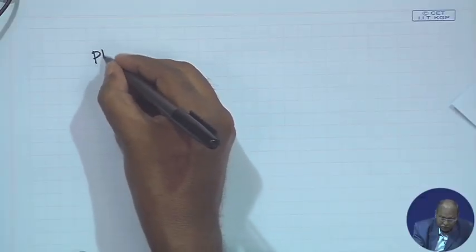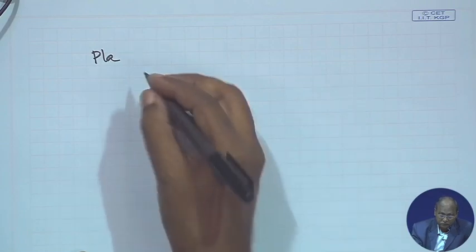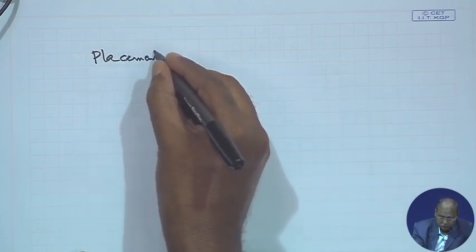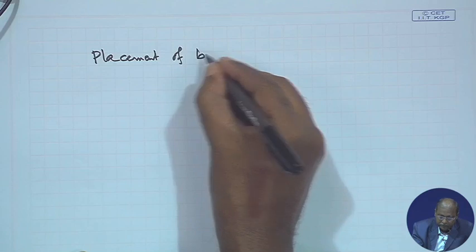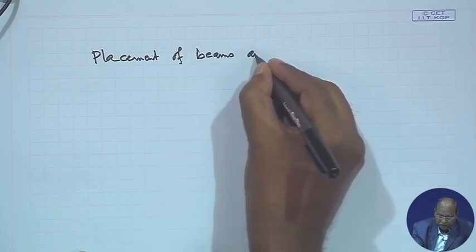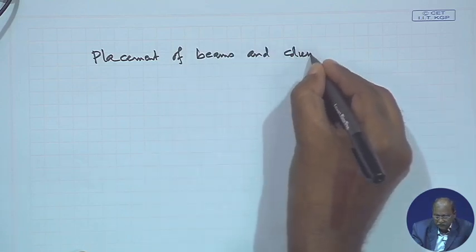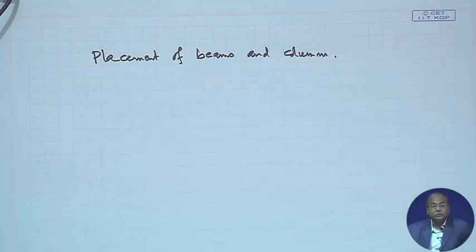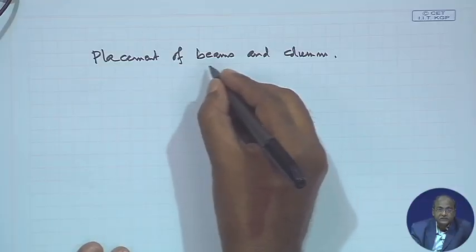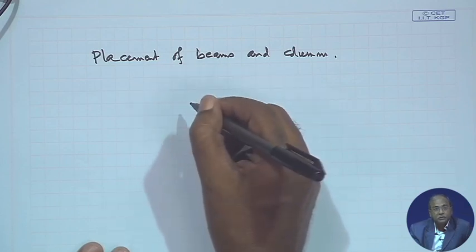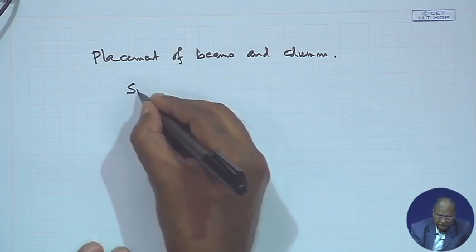Coming to that, let us take one. The next question is coming first: your placement of beams and columns. We should have a certain kind of rule. Our objective is that beam placement will be dependent on the size of the slab.